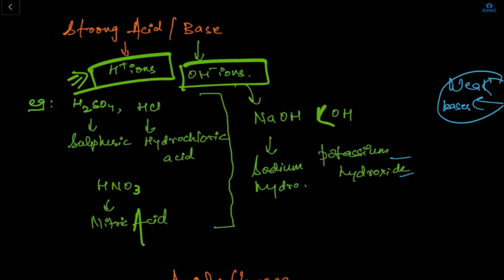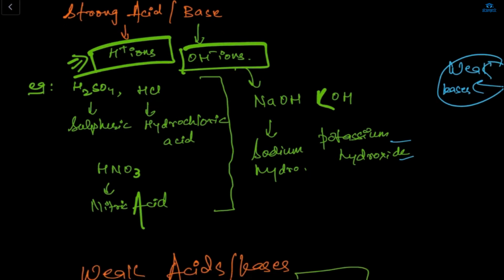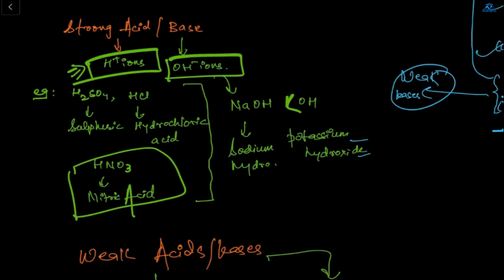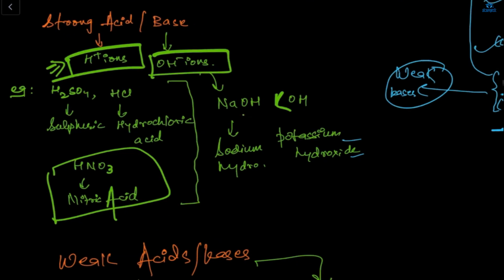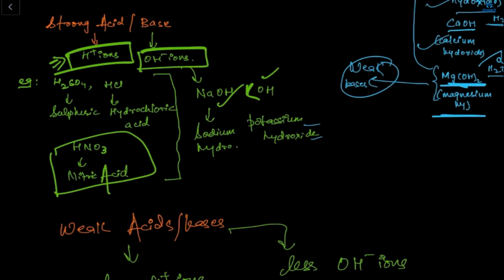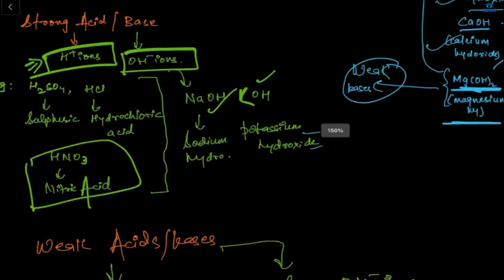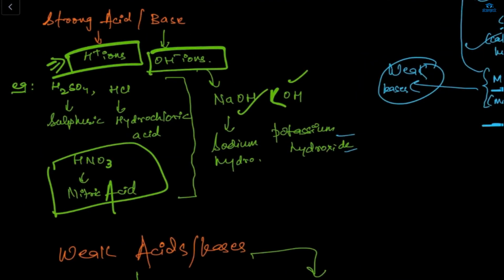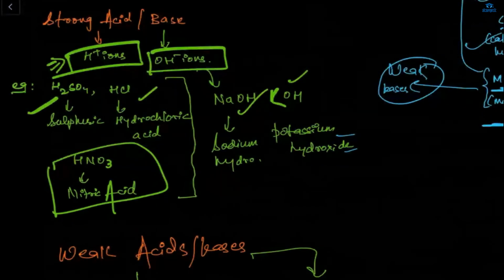For example, hydrochloric acid and sulfuric acid are strong acids, and nitric acid is also a strong acid. What about the strong bases? You have to learn all these: what are strong acids, strong bases and weak ones too. Strong bases are NaOH and KOH, sodium hydroxide and potassium hydroxide. Strong acids are these three: sulfuric, hydrochloric and nitric acid.